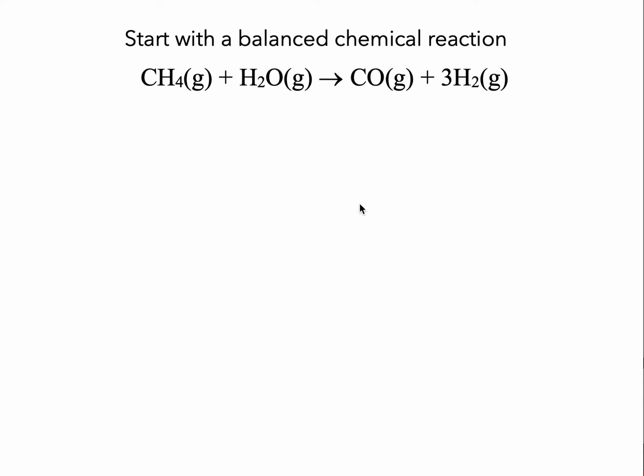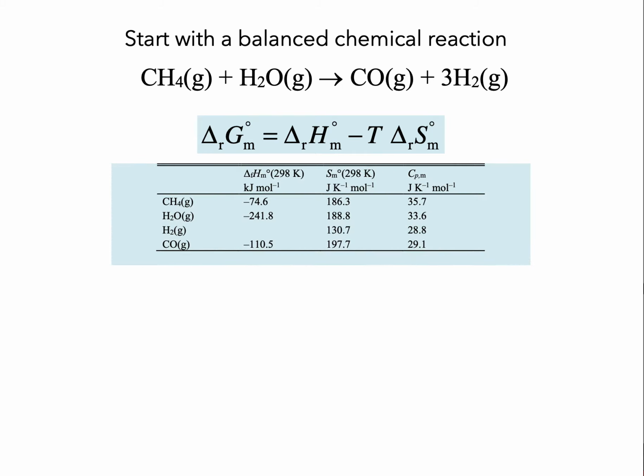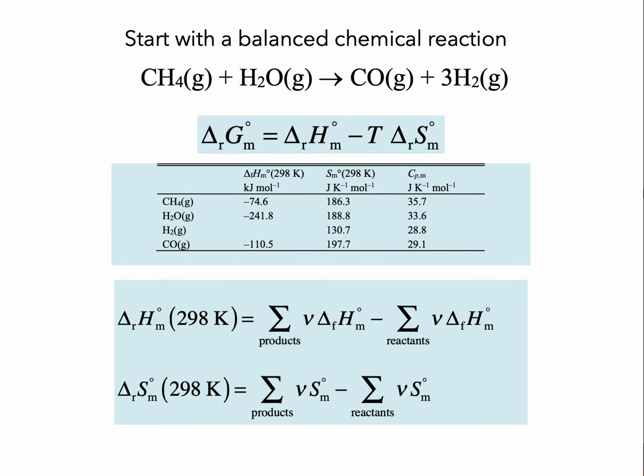Let's take the water gas shift reaction to produce CO and H2 from methane and water. Delta G equals delta H minus T delta S. So given delta H of formation and absolute molar entropies, we calculate delta H and delta S for the reaction from the summations that we've just discussed.